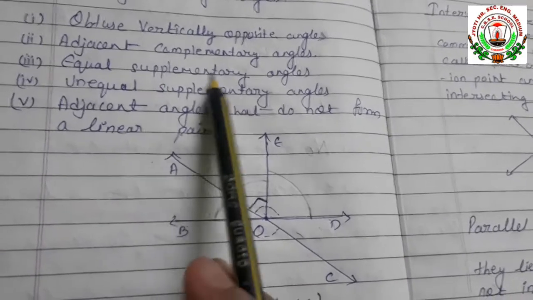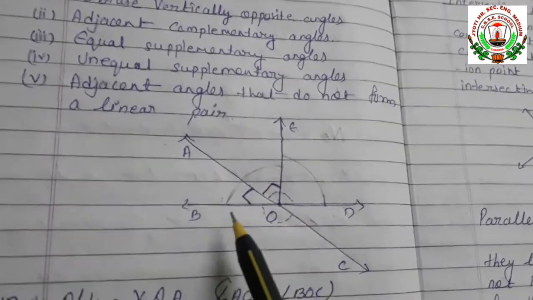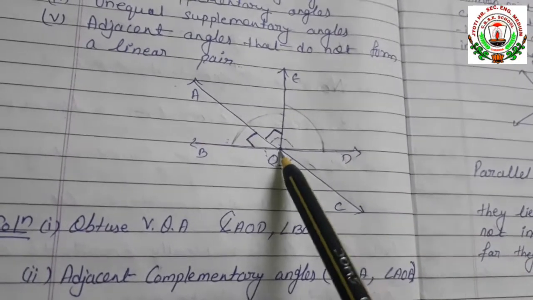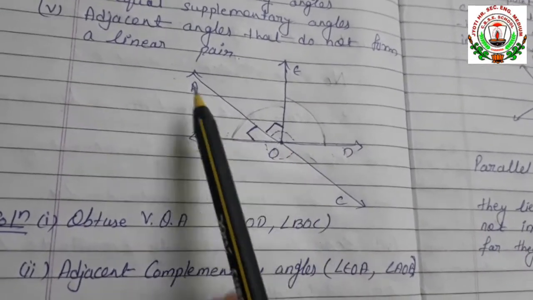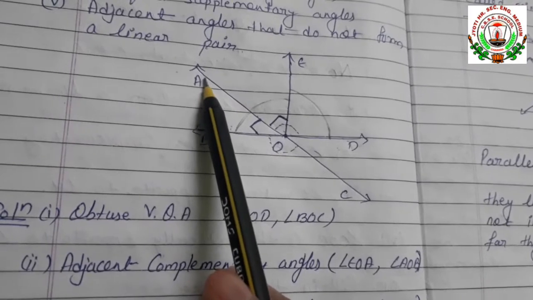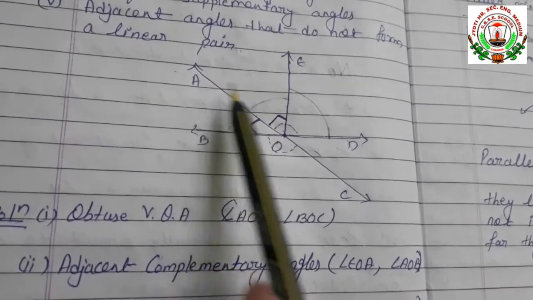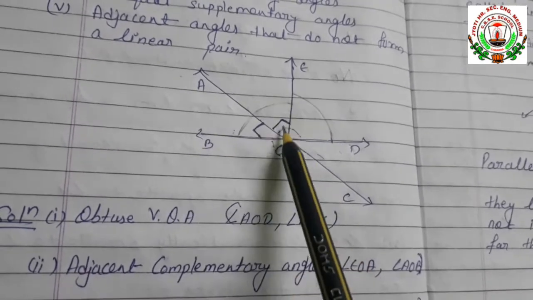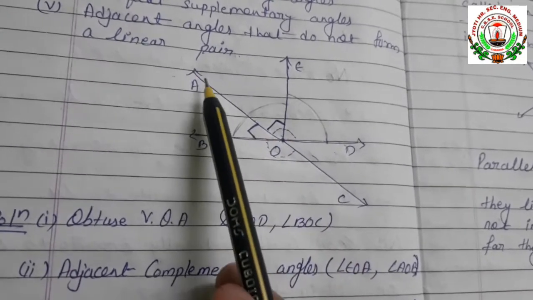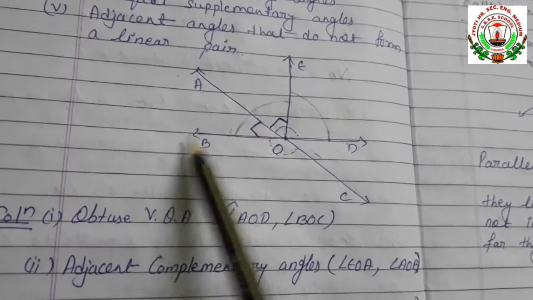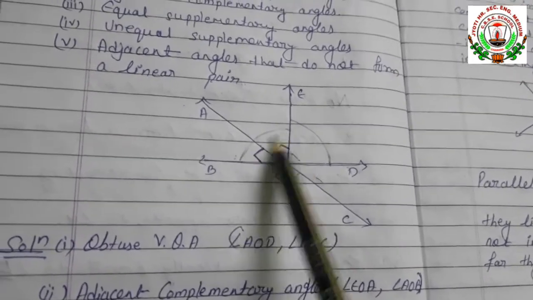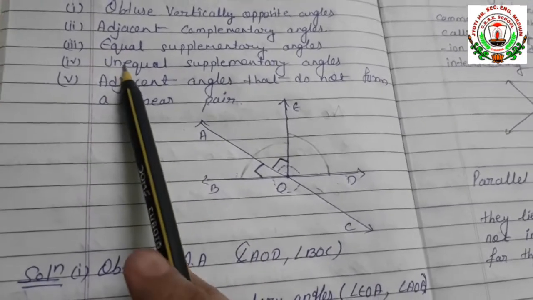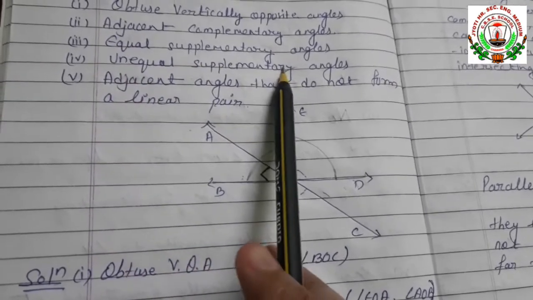So what is adjacent complementary angle? Adjacent complementary angles will be angle EOA and angle AOB. Which ones will be? Angle EOA and angle AOB. So these are the adjacent complementary angles. Understood?